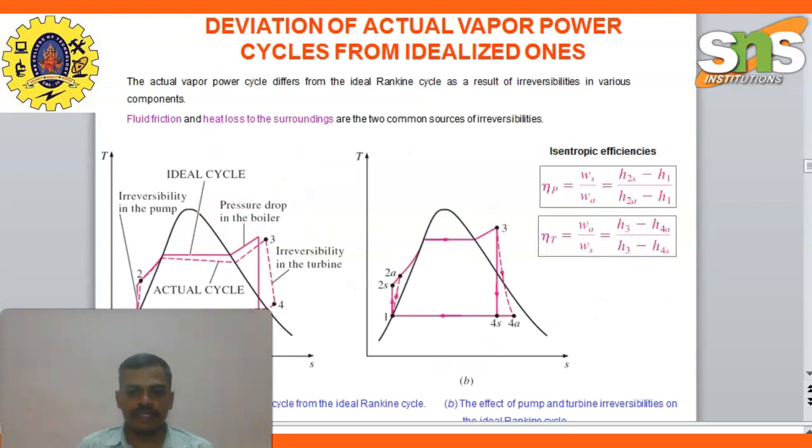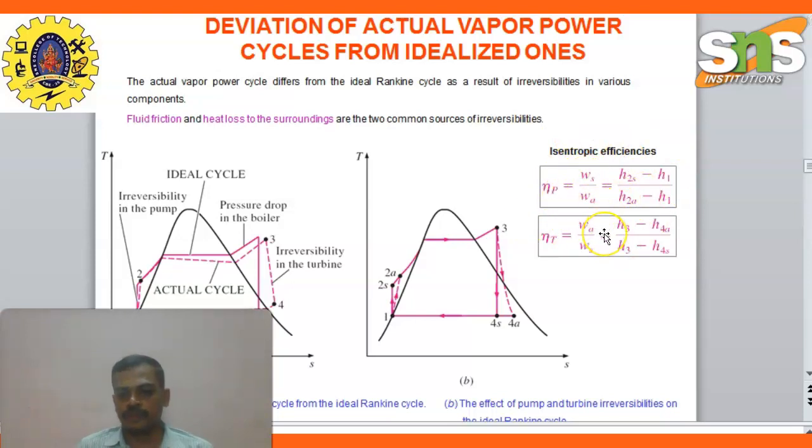The deviations of actual vapor power cycles from the idealized ones. The actual vapor cycle differs from the ideal Rankine cycle as a result of irreversibilities in the various components. Fluid friction and heat losses to the surroundings are the two common sources of irreversibility. The isentropic efficiency, work done.